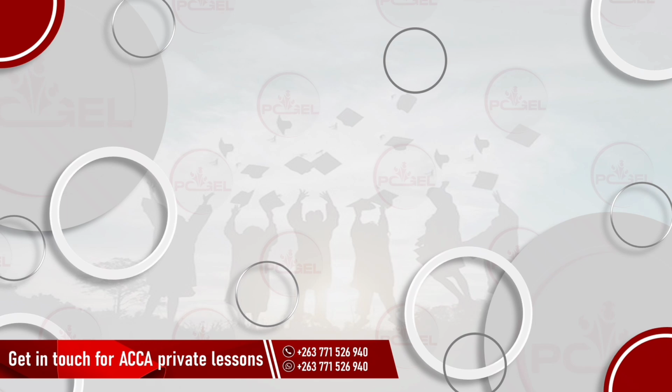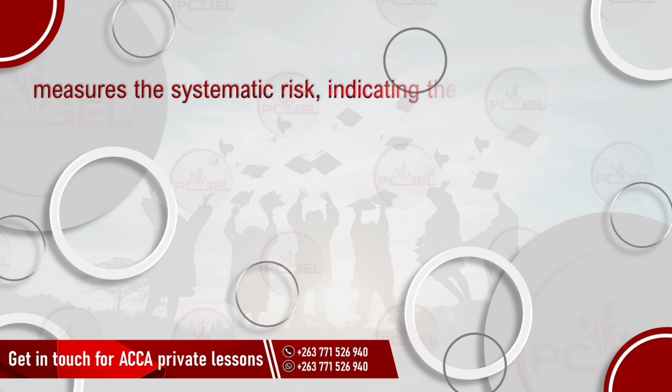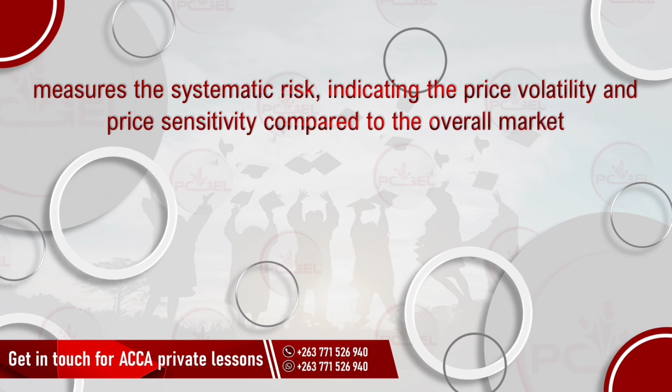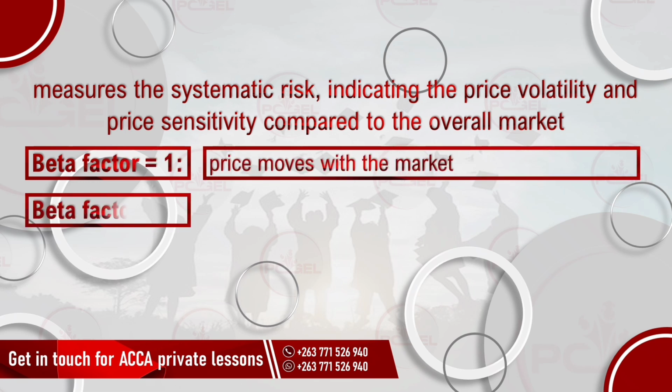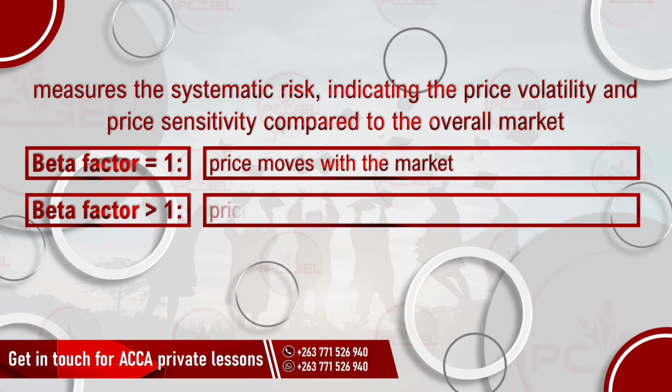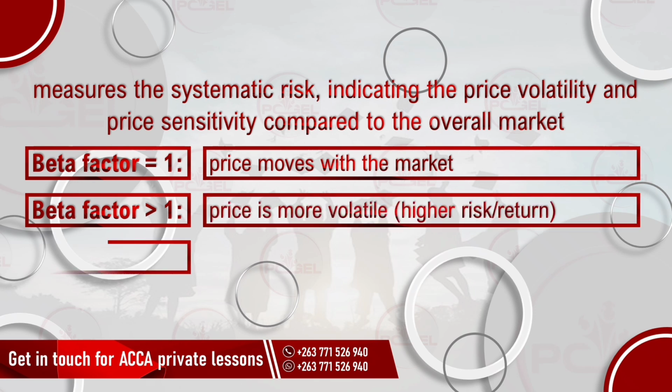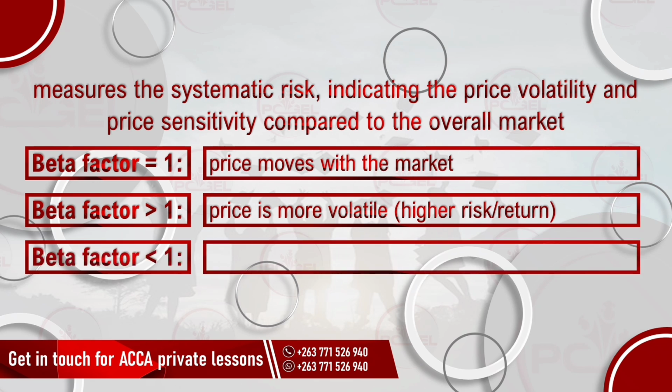The beta factor measures the systematic risk, indicating the price volatility or the price sensitivity compared to the overall market. If the beta equals 1, this represents that the price moves with the market. If the beta exceeds 1, this shows that the price is more volatile, indicating a higher risk or return. If the beta falls below 1, this shows the price is less volatile, indicating a lower risk or return.